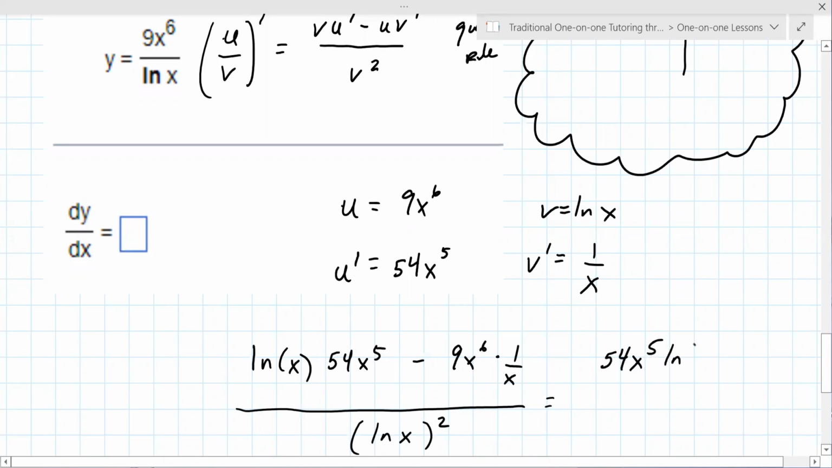54x to the 5th natural log of x minus 9x to the 5th. One of those x's cancel. And on the bottom, just be very careful that for natural log of x, you've got the right parentheses. The 2 is on the outside there. Oh, okay. For that. Okay, sure.